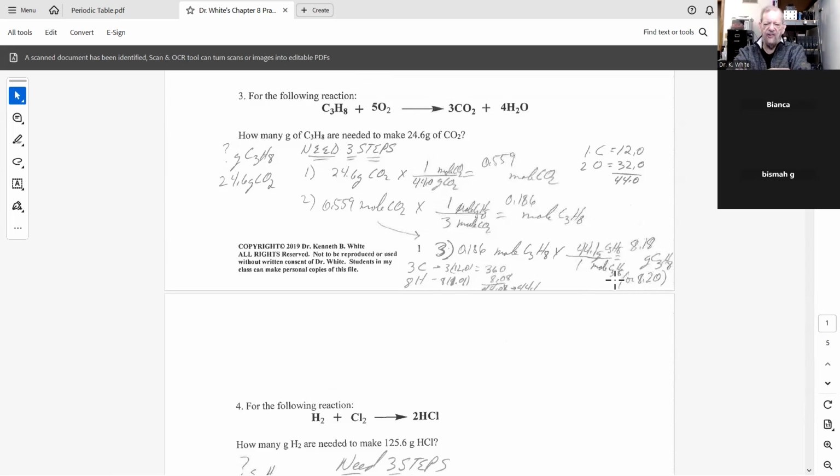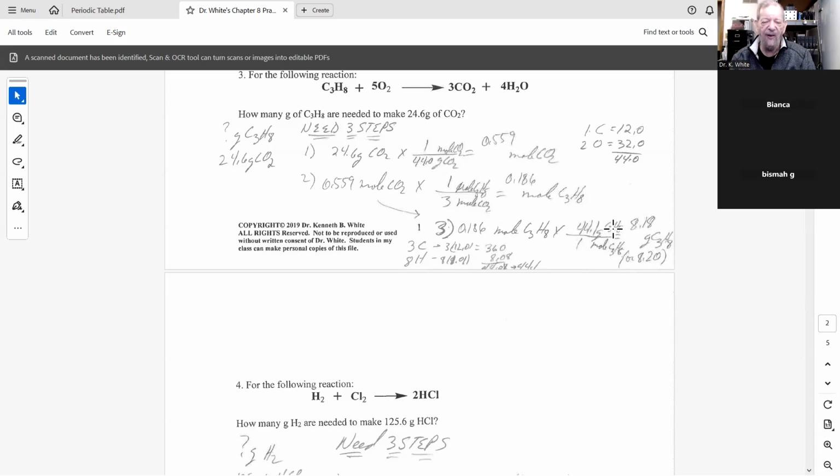What I didn't mention is when you have a multi-step calculation like this, there are 2 philosophies for rounding off the whole thing. One is round off at each step. The other is round off at the end. Dr. White is a round off at each step person. However, I'm not going to force you to do that. You can round off at the end. You round off at each step, you get 8.18. If you round off at the end, you get 8.20. Which is the correct answer on my test? Either one.